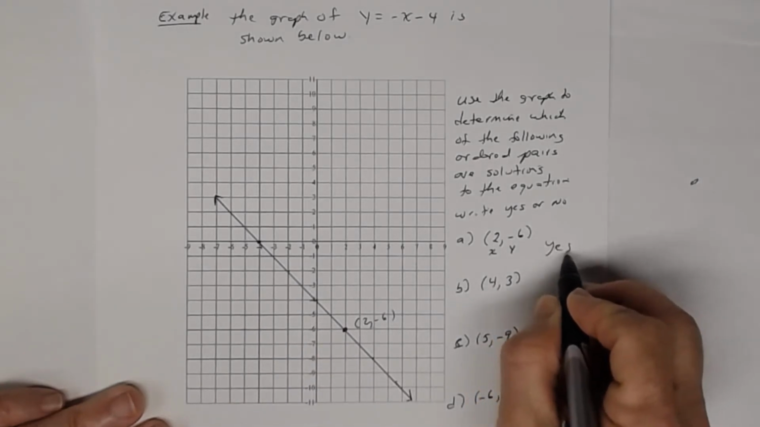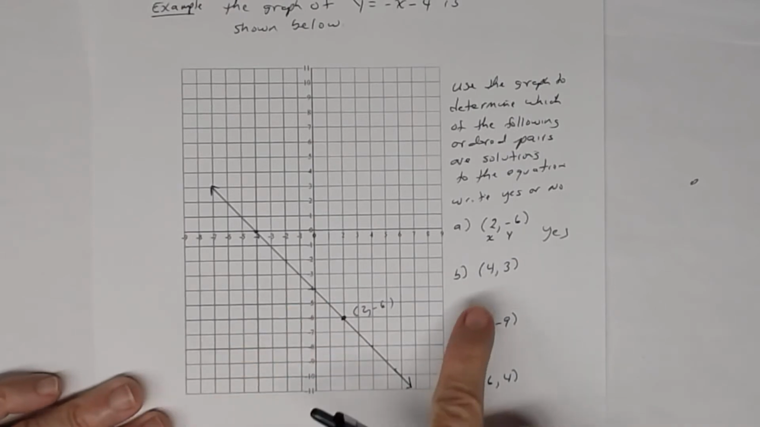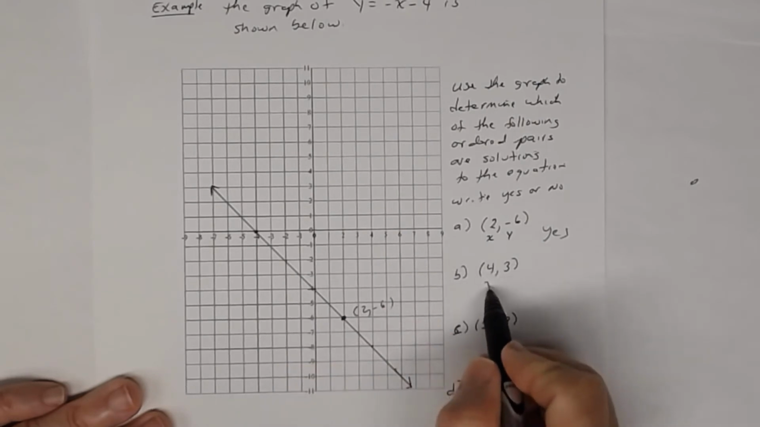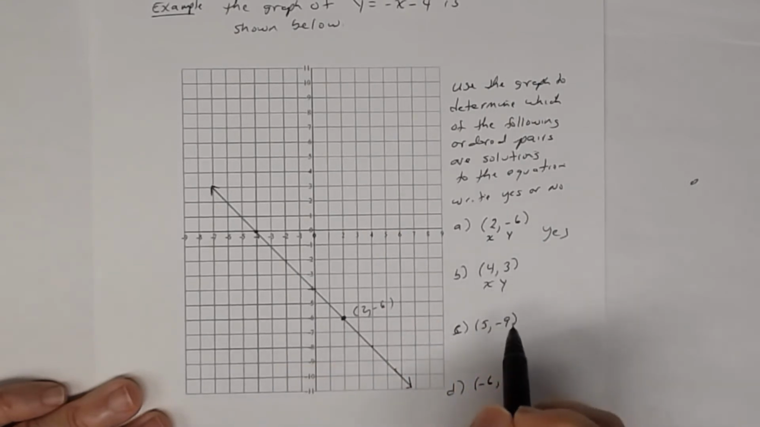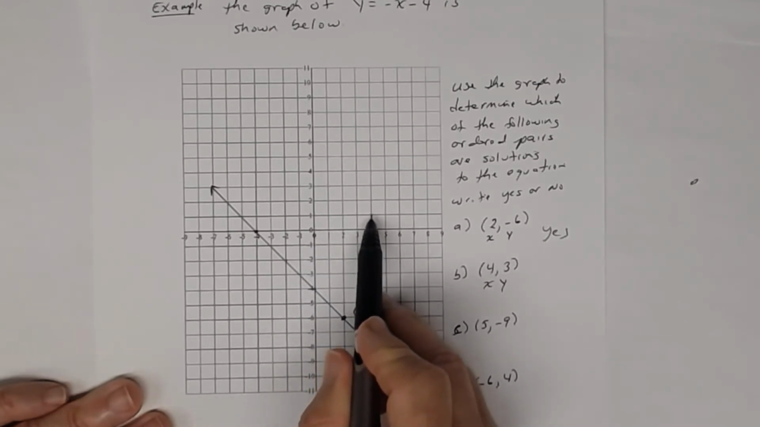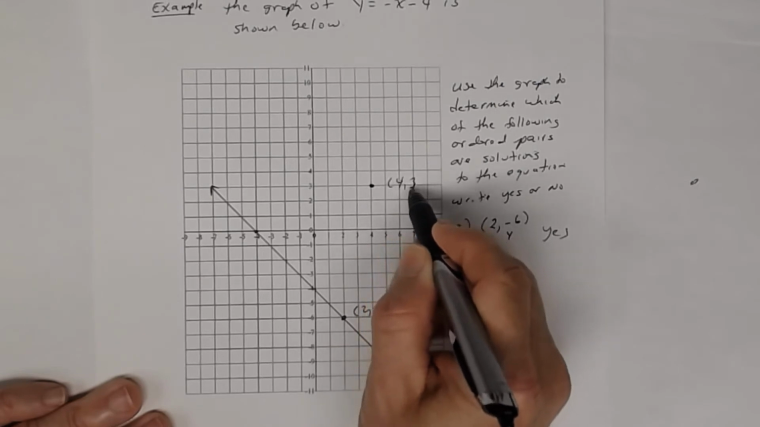Okay, so the answer is yes, because it's a point on its graph. Let's go to the next one, 4, 3. Let's plot the point 4, 3. My x value is 4, my y value is 3. You start at the origin, go 4 units to the right, 3 units up: 1, 2, 3. So this is the point right here, 4, 3.